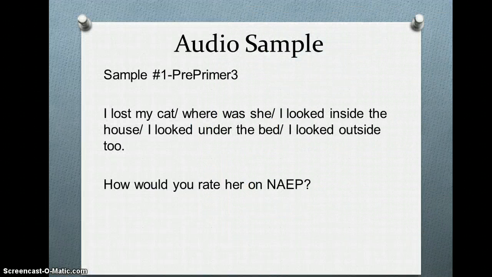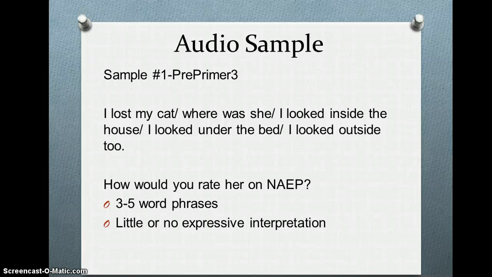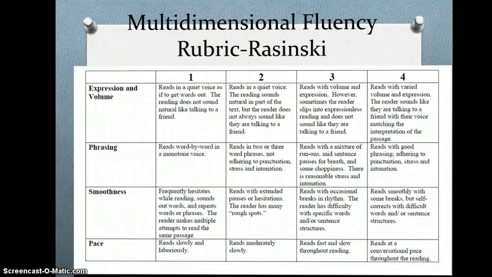All right, so there you have her oral reading. How would you score her on this prosody indicator? Well, she has 3 to 5 word phrases. I lost my cat. Where was she? I looked inside the house. I looked under the bed. So she has some longer phrasing. However, there's little or no expressive interpretation. So in order to get a 4, you have to have that expression. So I would give her a 3 on this prosody indicator.